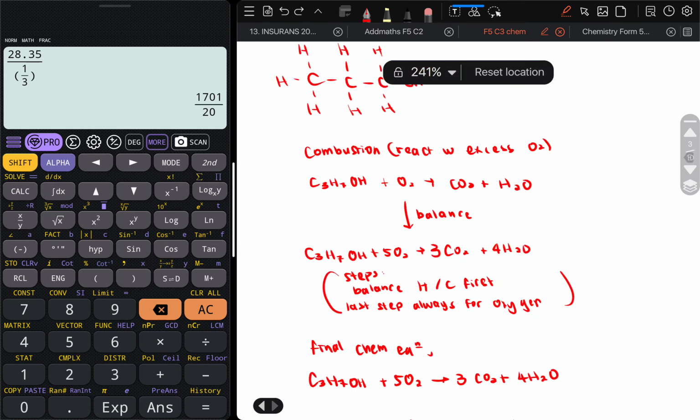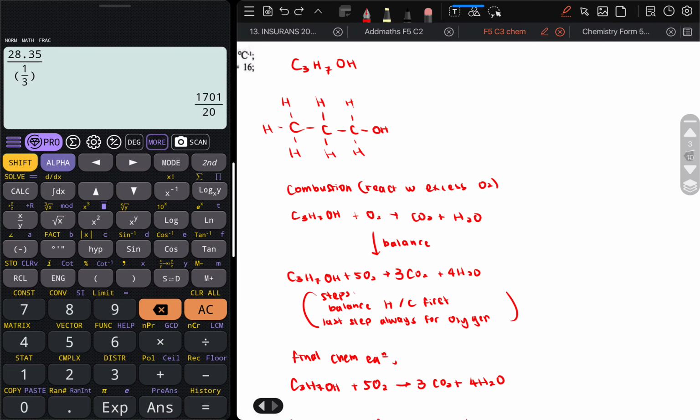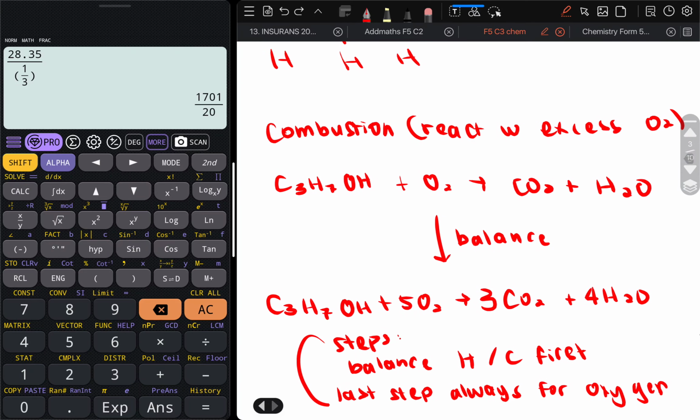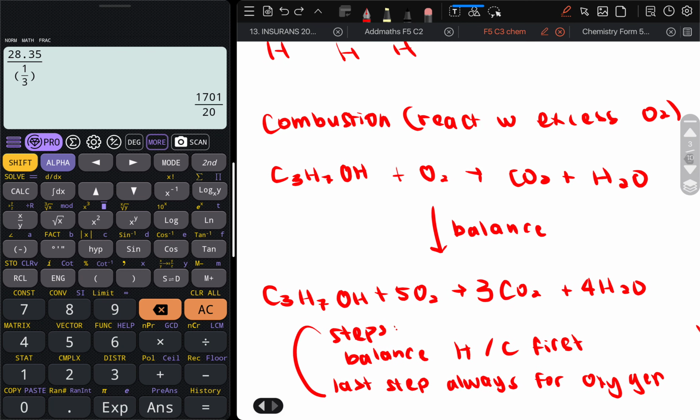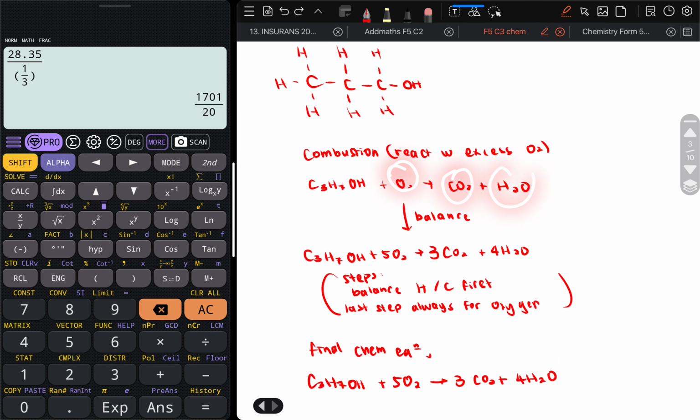Okay, so continue with this main question here. So we come up with the equation lah. Typically, combustion is when the substance reacts with excess oxygen to produce carbon dioxide and then H2O. This is in case of excess oxygen. If you have limited oxygen, you'll produce carbon monoxide.